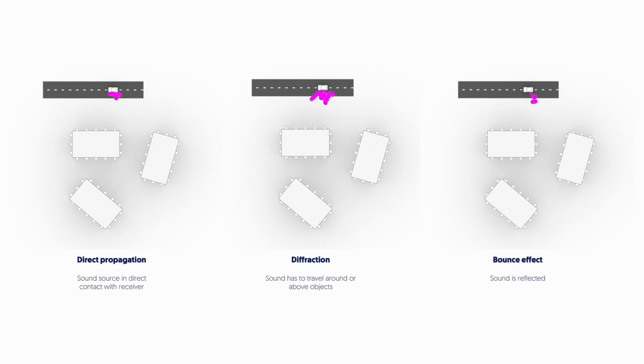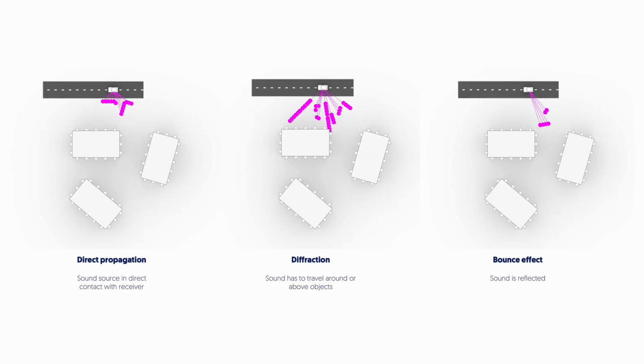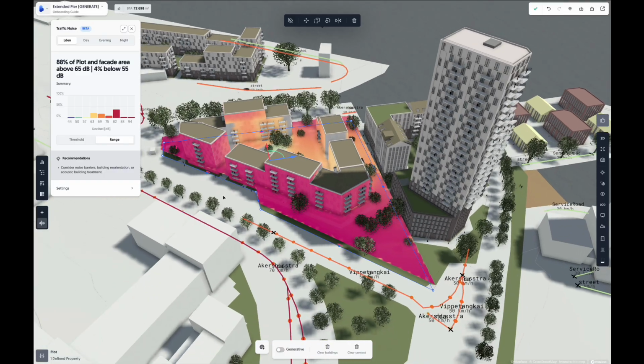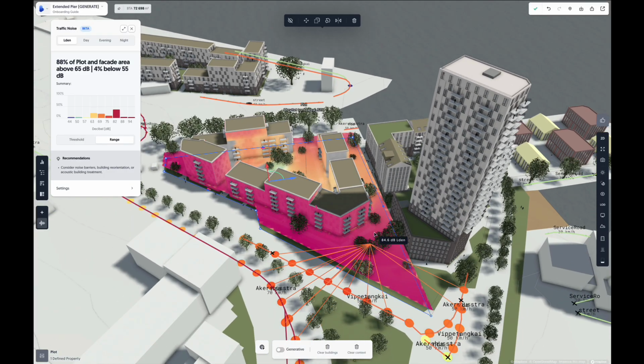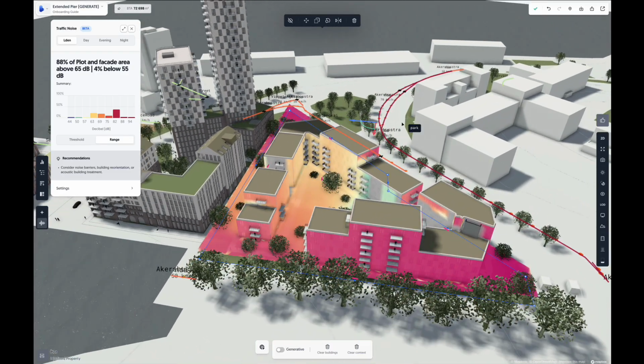We're accounting for direct noise, diffraction, meaning the noise that goes above the geometries and around, and reflection, which is the bounce between surfaces. So that will inform in tight urban areas if your building actually has a quiet side or not, and if you comply with the basic thresholds of 55 decibels, 65 decibels, and so on.